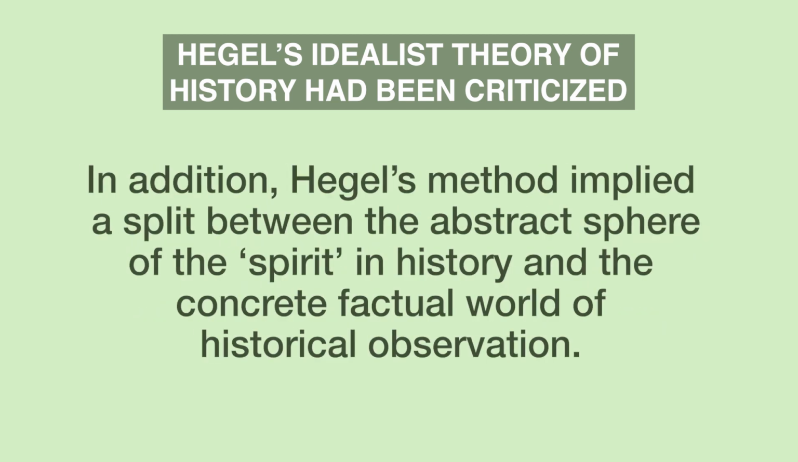In addition, Hegel's method implied a split between the abstract sphere of the spirit in history and the concrete factual world of historical observation. See, whenever Hegel talks of idealism and takes a break between empirical reality and the world of the spirit, then obviously we have this doubt. Was Hegel trying to say that social sciences will not be able to capture the essential aspects, nuances and flavor of reality, because he was talking about some abstract spirit?